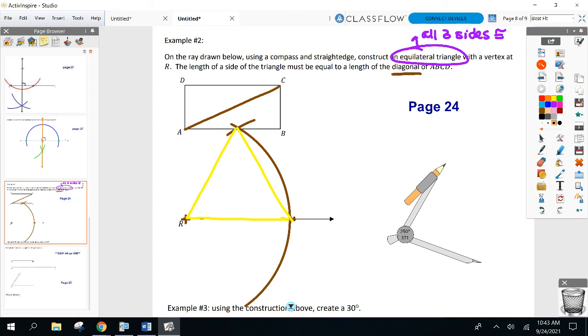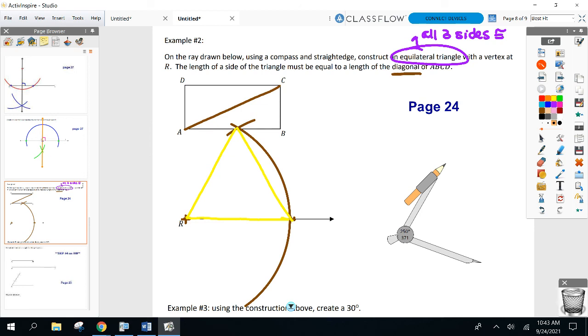Here. 1, 2, 3. Okay? Questions here? I've got one more step, don't I? Use that construction to create a 30-degree angle. Oh, whoa, 30?